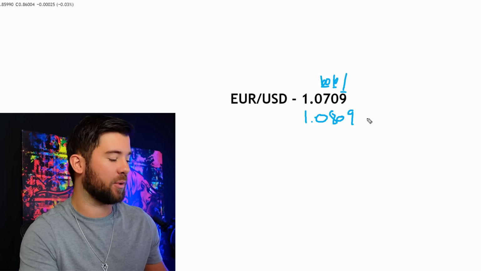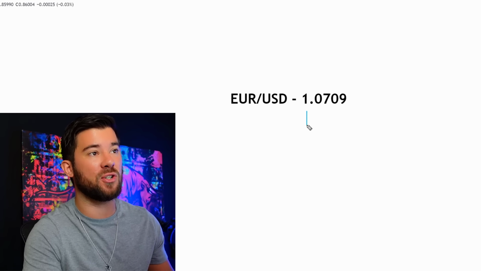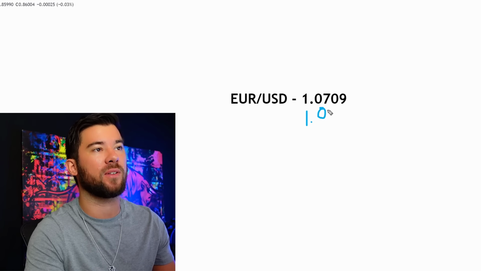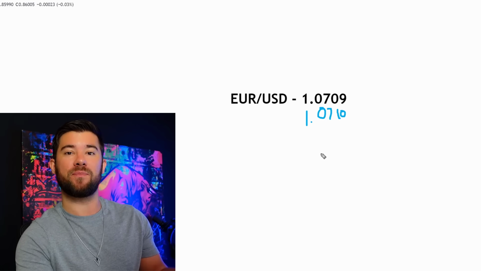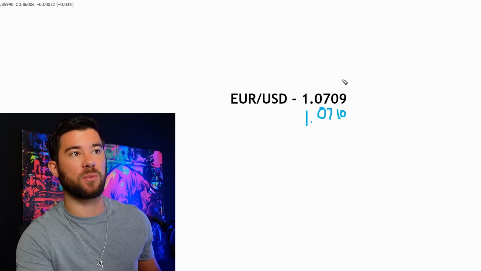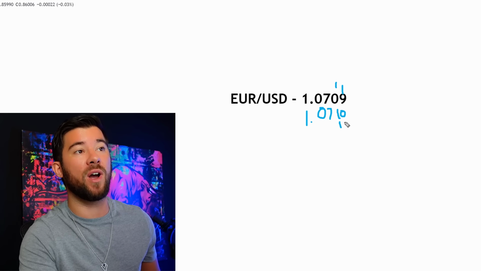Let's do 2 more examples really quickly. It's just easy math, so you should be able to get a hang of this pretty quickly. What if we go to 1.0710? How much did we go up? We went up 1 pip because we went from 09 to 10.